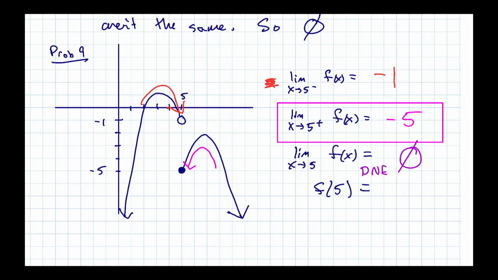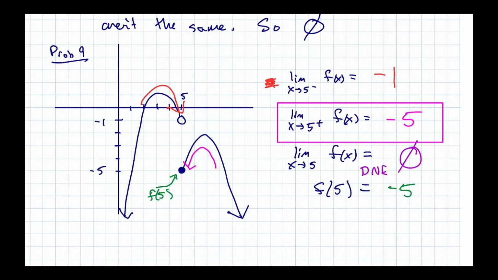All right. And then for our last one here, let's do green, I guess. F of 5 would be if there is a solid dot, which there is. The solid dot is right here. So this would be F of 5. So that is -5. So again, this is the one that you would be looking for, just because that's the one they asked for.